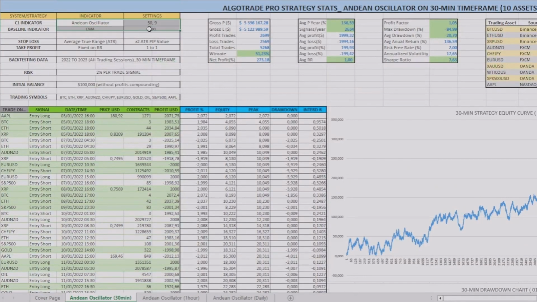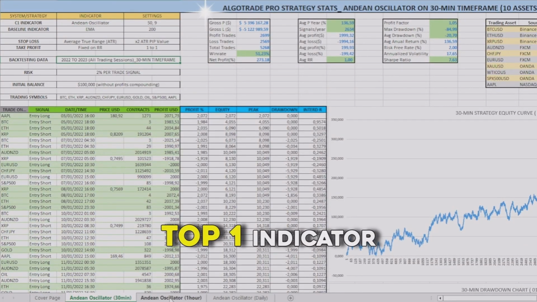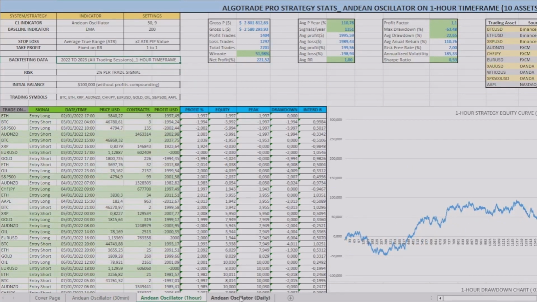And so the Indian oscillator continues to be our top 1 indicator tested so far in this new series.